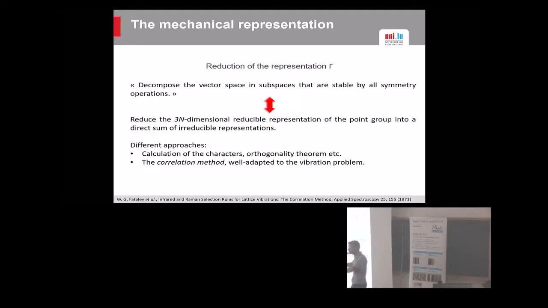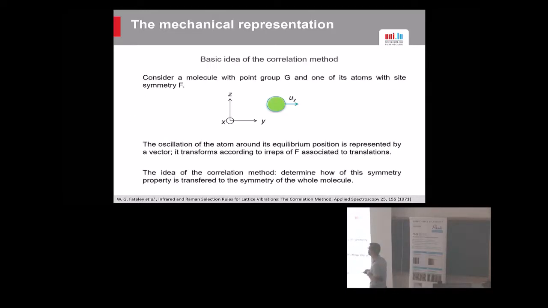So it's very nice, very quick, back of the envelope calculation, but it's very black box, and also you lose track of the atomic displacements that you're talking about. And the other one that we tend to prefer, especially in spectroscopy, is called the correlation method. And this is something that's better adapted to the vibration problem or this distortion problem, I would say. So I'm not going to go at all into the first one. I'll just switch directly into the correlation method.